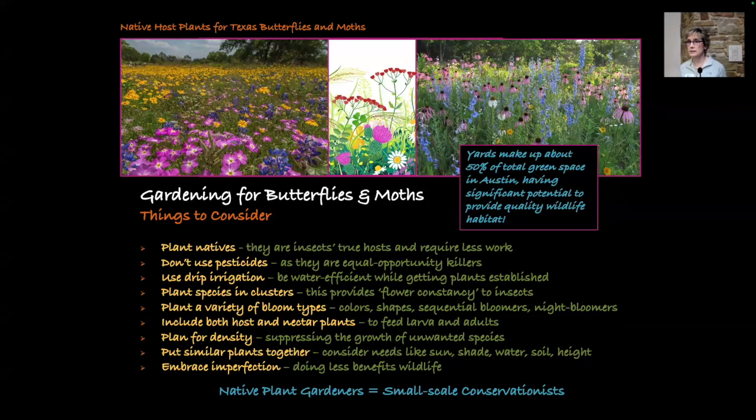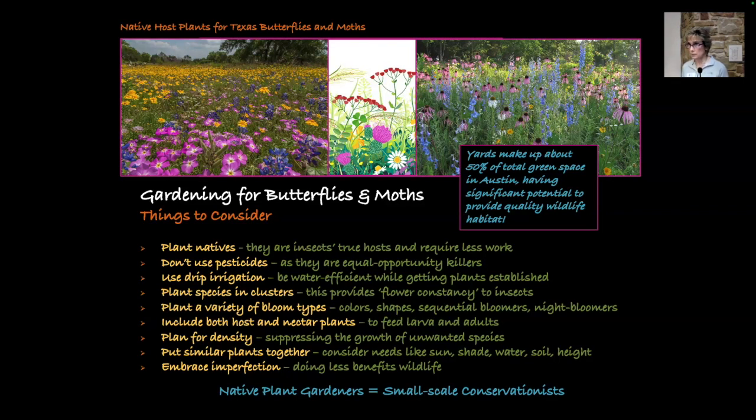So if you're an insect that wants to either lay your eggs on the plant or nectar on the plant, you'll have a lot of it right there in one area, and you use less energy to be able to consume. Plant a variety of bloom types. There's different colors that attract different insects, different shapes, things that are sequential bloomers throughout the hot summer or through the fall. And don't forget night bloomers, things like Datura or Berlander's trumpets for some of the moths.